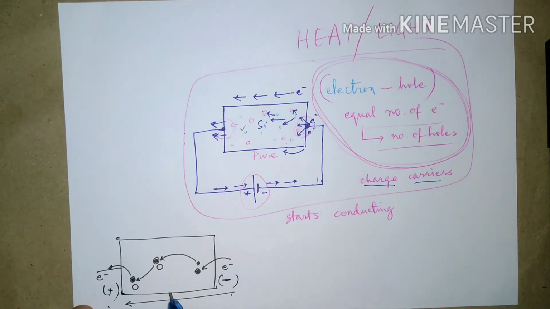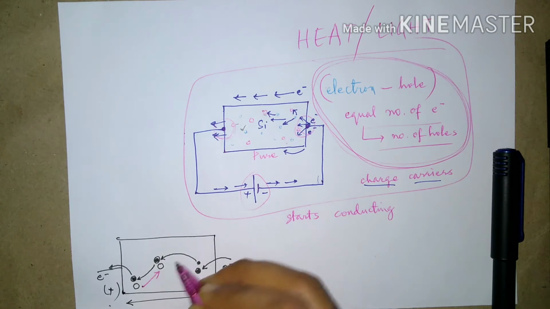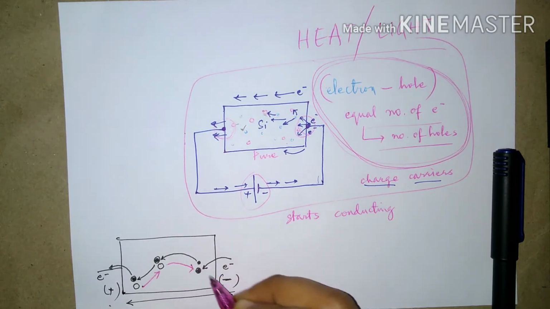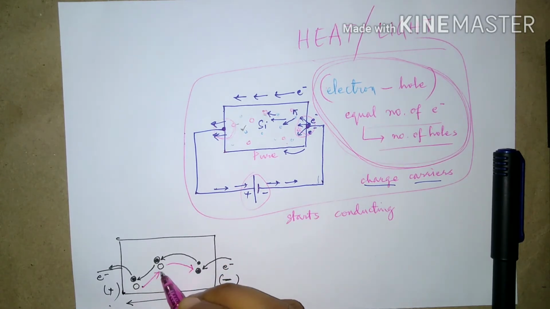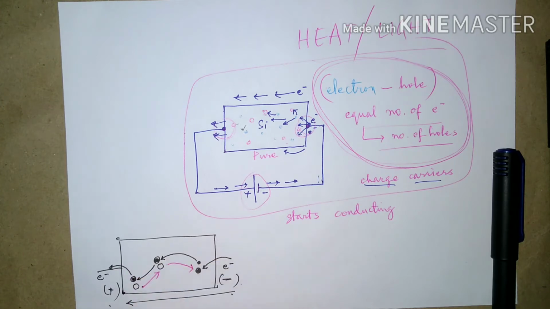So in this process the hole is also moving from left to right, because a hole is something which is getting attracted towards the negative terminal, and an electron is something which is getting attracted towards the positive terminal. I think this point is clear, and if it is not clear, please make sure to ask me and I will definitely repeat this again.